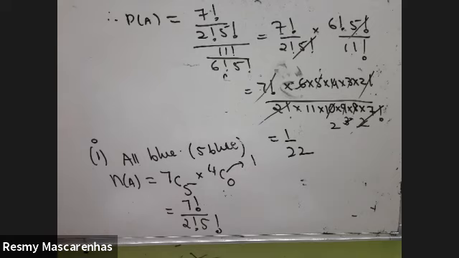Anyone who has not understood can ask. Calculation of combinations you cannot ask now, because that was already done in the previous chapter. Only in terms of probability, if you have a doubt about framing, that you can ask.